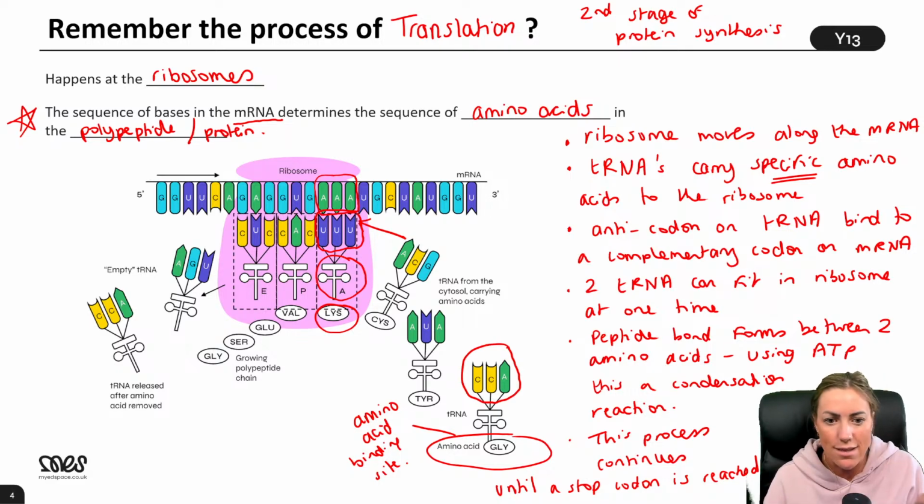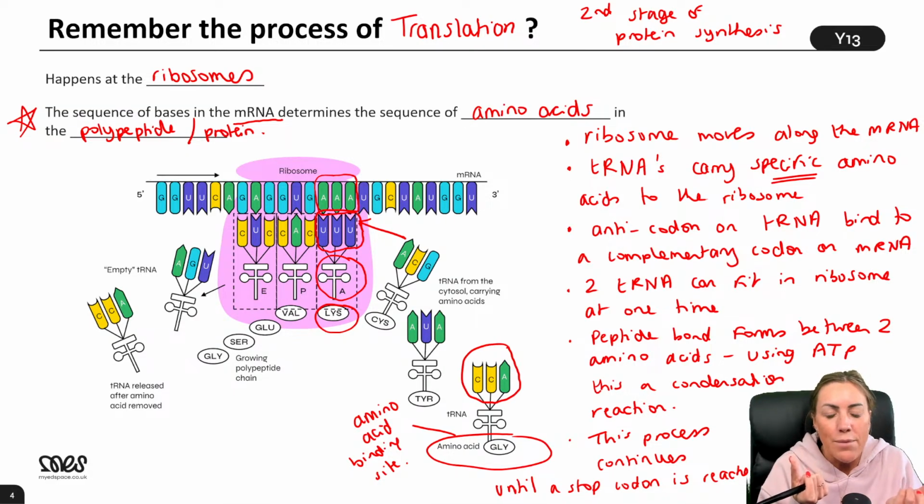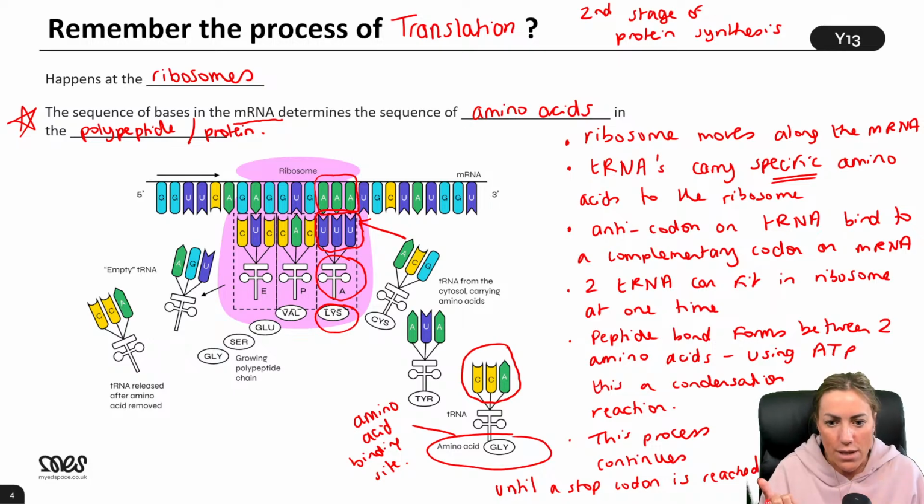It gets released. Why can only 2 tRNA fit in a ribosome at the same time? I'm guessing it's just to do with the size and the shape of the ribosome. There are like 2 tRNA sites inside the ribosome.